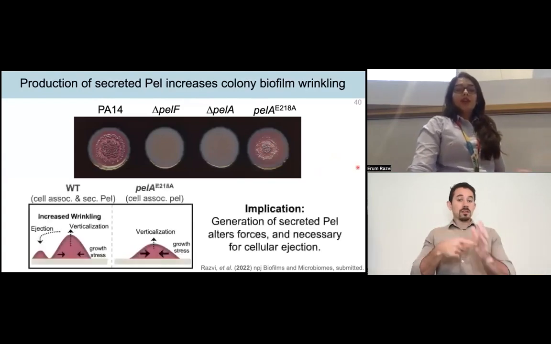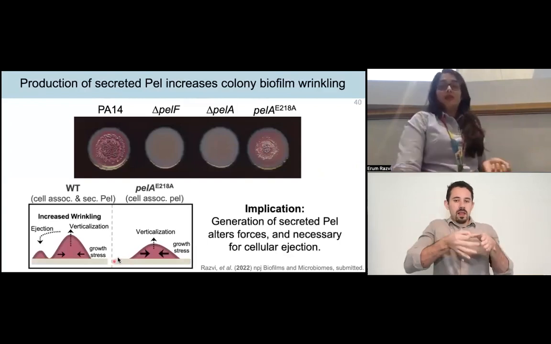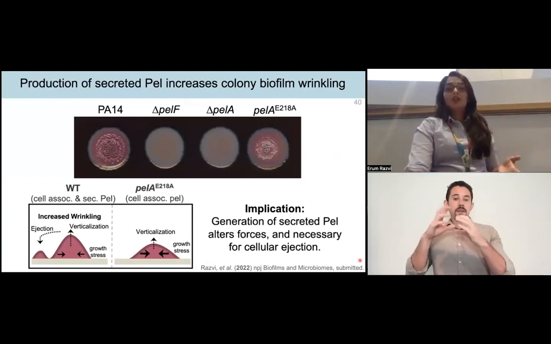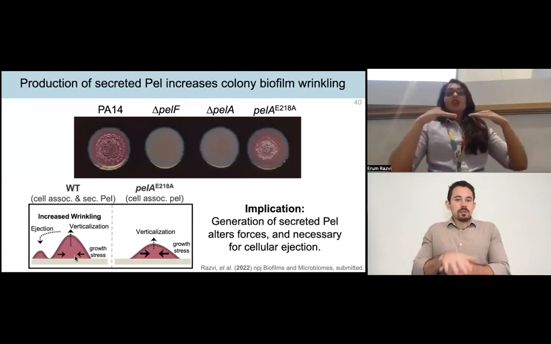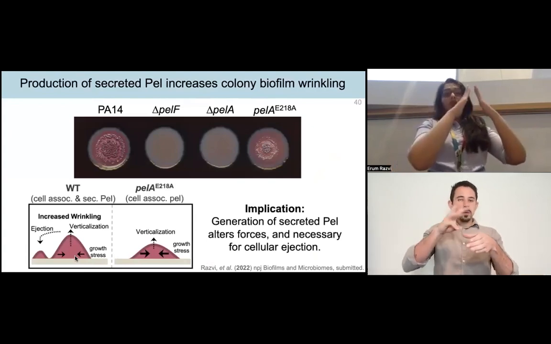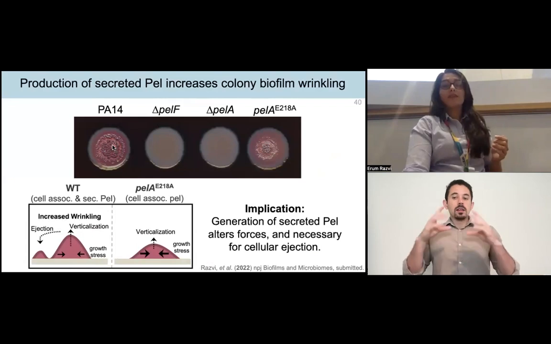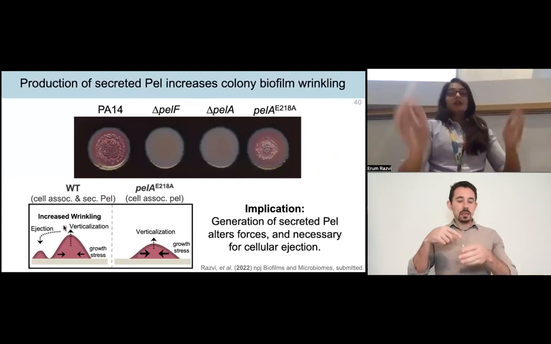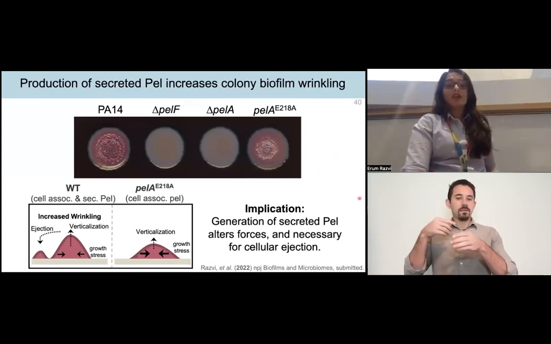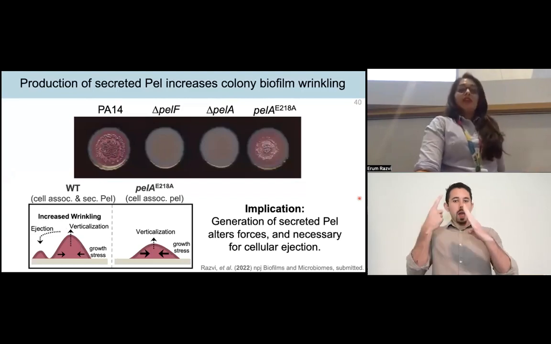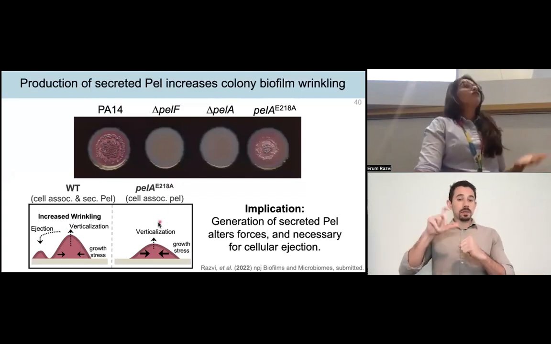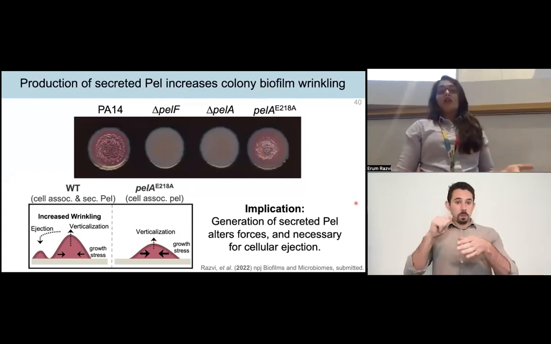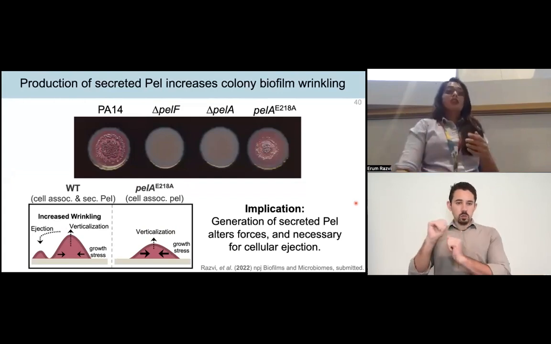Shown here is a side view of the colony biofilms. So colony biofilm wrinkling is established to occur in 2 stages. The first is cell verticalization to reduce stress generated by cellular growth, and this creates the central wrinkle. The second stage is cellular ejection of the verticalized cells, creating the spoke wrinkles. So the hydrolase mutant having only a central wrinkle means that only verticalization is occurring. So this suggests that the generation of secreted Pel alters forces and is necessary for cellular ejection.